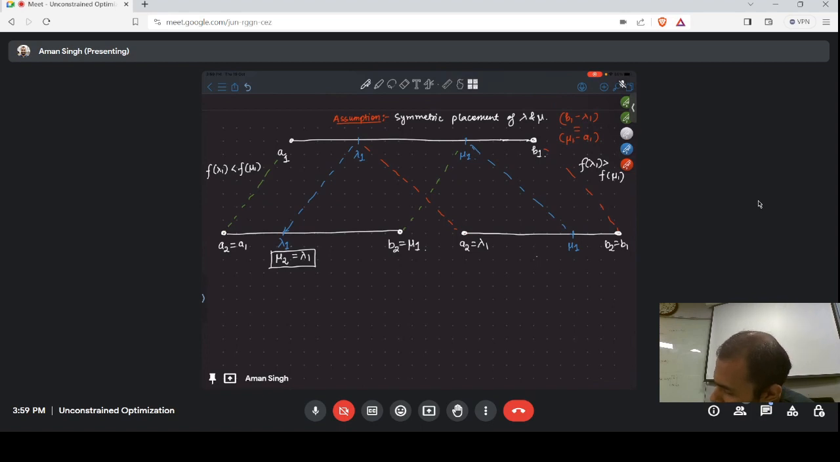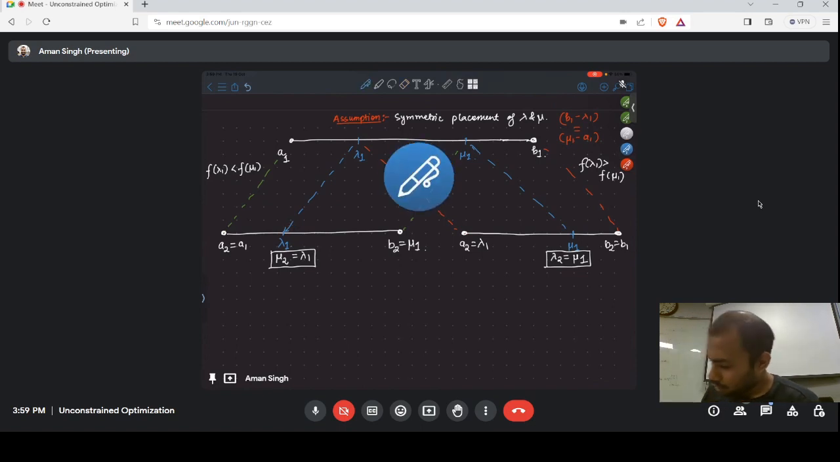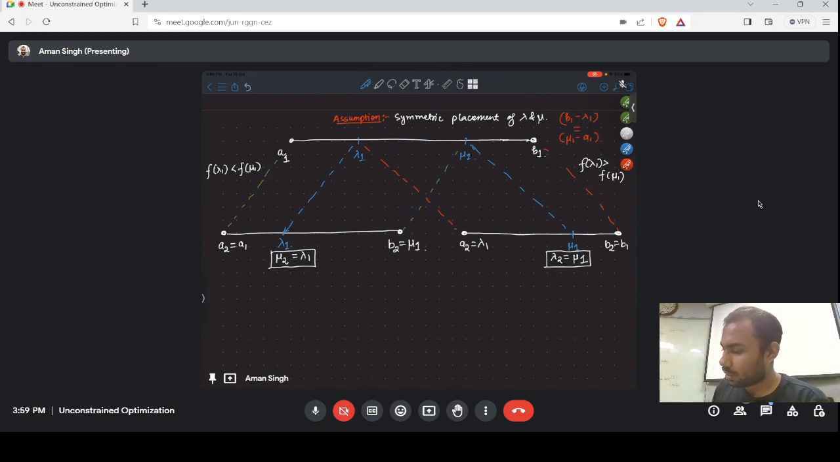Here also lambda 2 is equal to mu 1. Okay, so these are the two assumptions that we'll take, that we'll place lambda and mu symmetrically, and after each iteration, if lambda 1 remains in the interval, then we'll convert that into mu 2, and if mu 1 remains in the interval, then we'll convert that to lambda 2. So these are the two assumptions that we take. I'll write it explicitly, assumptions.